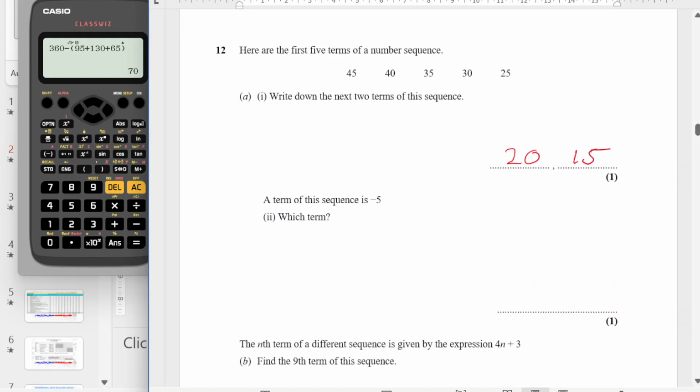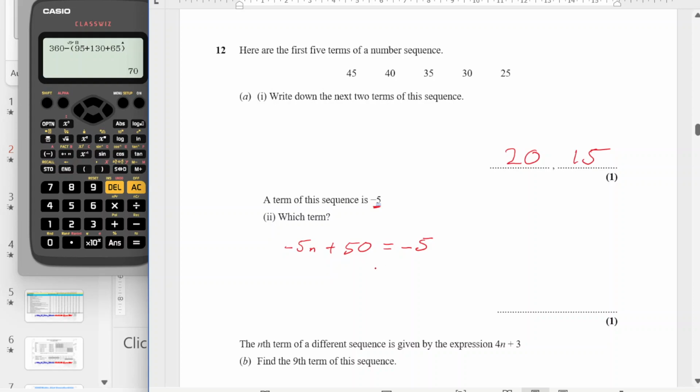A term of this sequence is minus 5. Which term? So if I was looking at this, I could carry the sequence on until I got to minus 5. It wouldn't be too much legwork. However, if it's going down by 5 each time, it means that there must be a 5n at the start of the sequence. To get from minus 5 to 45, I'd need to add 50. And we know that, or we want to find what the value of n is when that is equal to minus 5.